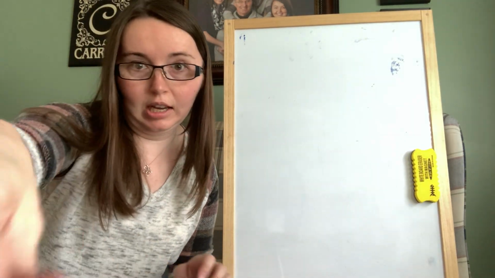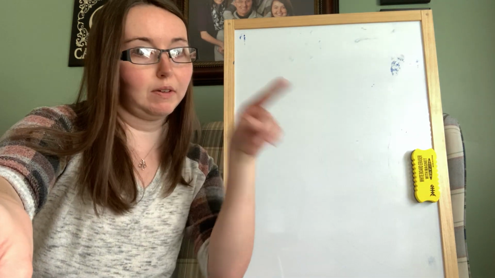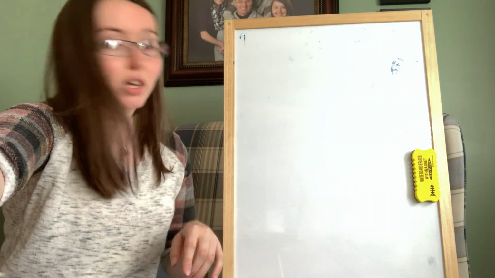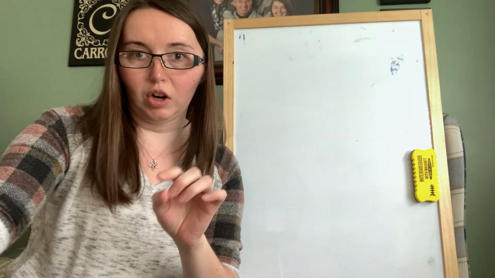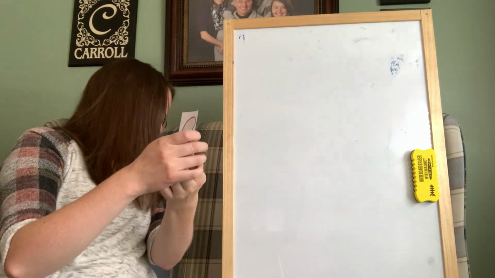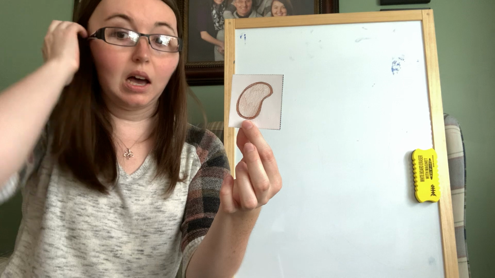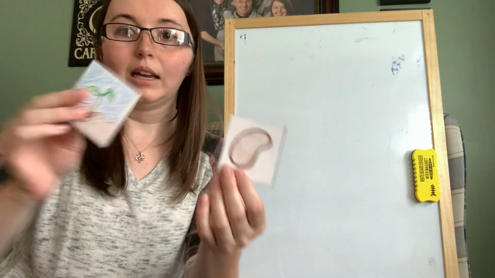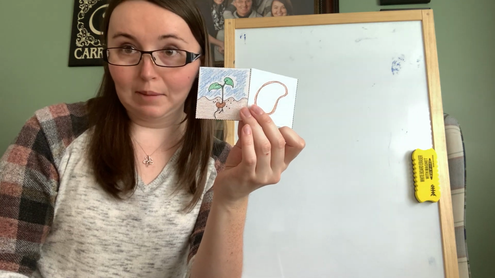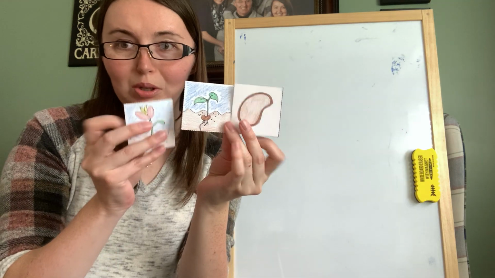You should have in your packet that I sent you a paper that has 4 different boxes on it with stages of a plant. You ready? So, when we first begin with a plant, it starts with a seed. After the seed comes a sprout. And then what happens? The flower starts to bloom.